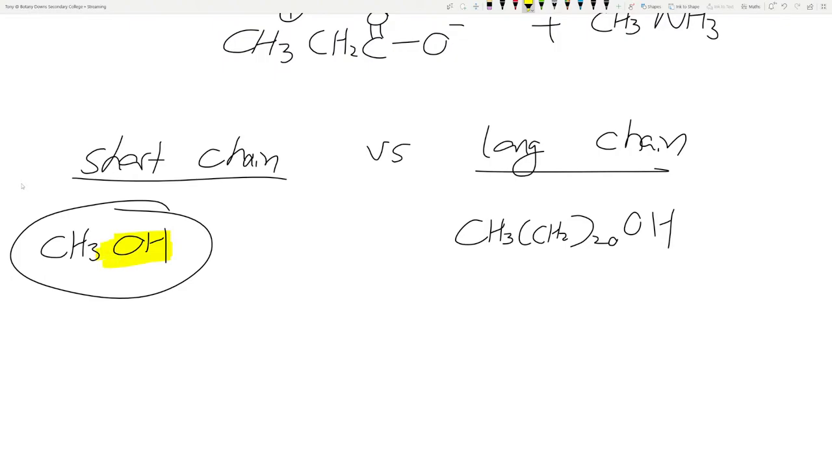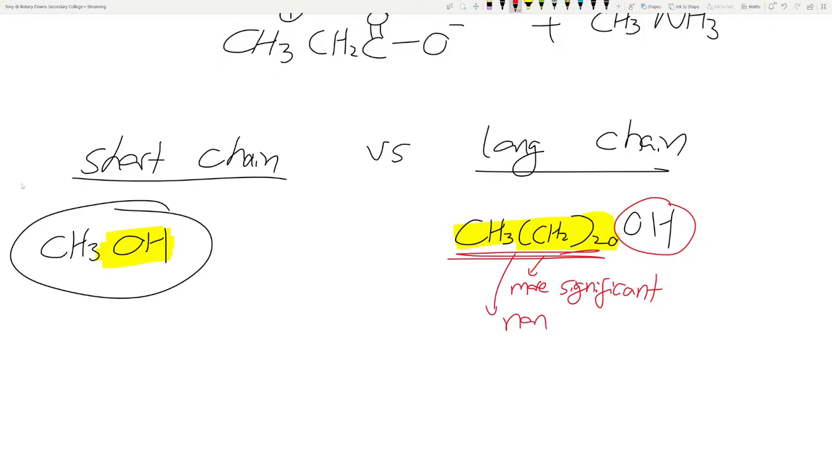So the OH group over here is more significant. But if you look over here, look how many carbons I have. I have 21 carbons on this side. So despite this thing being polar, this is more significant. That's why the solubility decreases, because this section that I just highlighted is nonpolar. So nonpolar doesn't dissolve in polar. And that's why, in a short way.